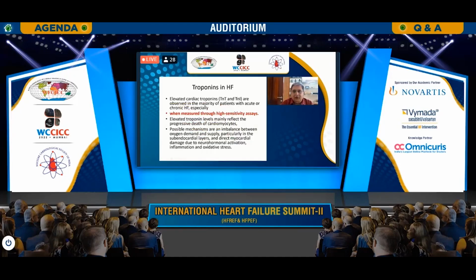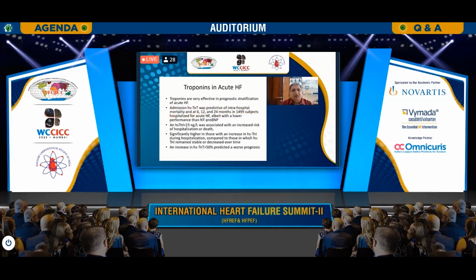The second molecule that we don't tend to think of is troponins in heart failure. Elevated cardiac troponins are observed in the majority of patients, and the possible mechanisms of troponin elevation in the absence of ischemia would be oxygen supply-demand mismatch and neurohormonal activation. So in acute HF, they are very effective prognostic stratifiers.